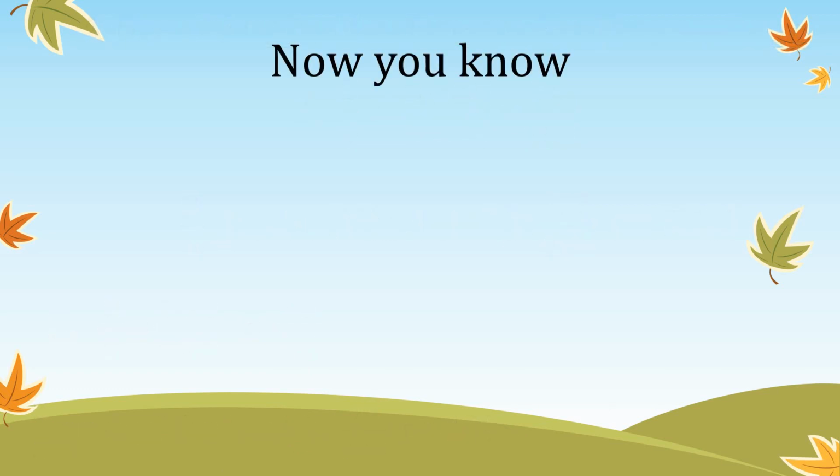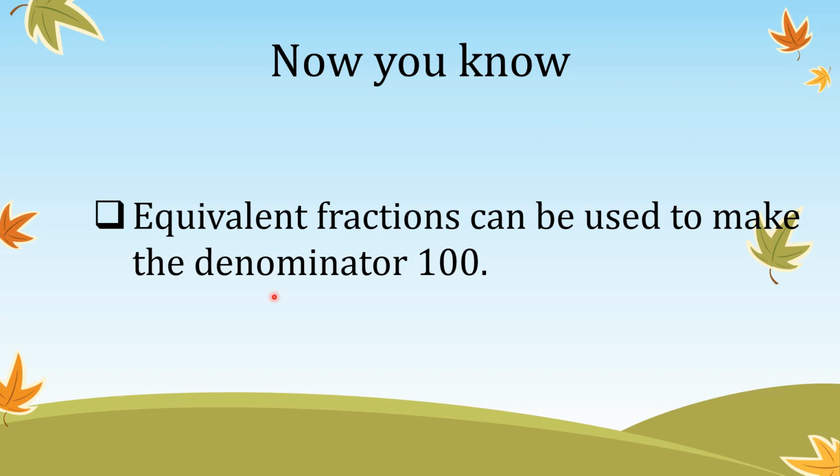Now, you know that equivalent fractions can be used to make the denominator 100. So, why are we using that equivalent fraction? We have to make our denominator 100. So, that's why we are multiplying both sides with the same number.